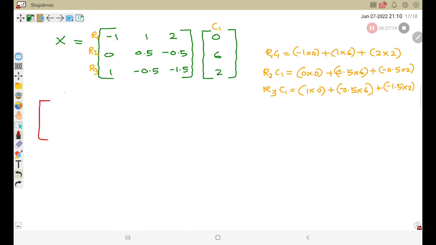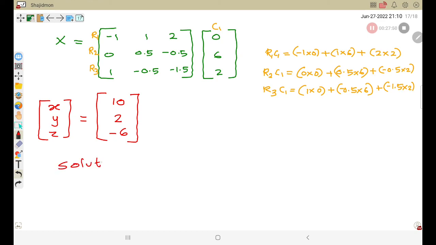So you will get X, Y, Z. Capital X means X, Y, Z equals the column matrix. You will get the first number 6 plus 4, that is 10. Second number 0.5 plus 3 minus 1, that is 2. Third one minus 3 minus 3, minus 6. So we can write the solution. Solution is X equal 10, Y equals 2, Z equal minus 6.